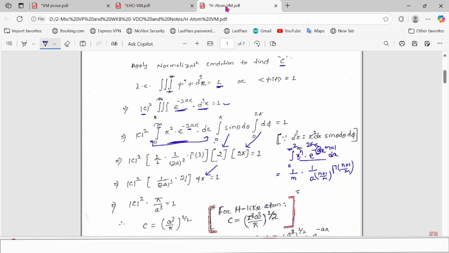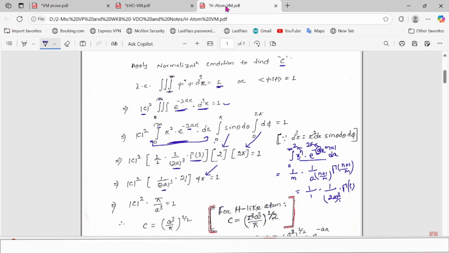So what will be its value? 1 by m, that is 1, into 1 by a, which is 2a, to the power n plus 1. n is 2, so 2 plus 1 is 3, by m which is 1, into gamma of (2 plus 1) by 1, which is gamma 3. The same thing has been written: 1 by 1, 1 by 2a to the power 3, gamma 3.